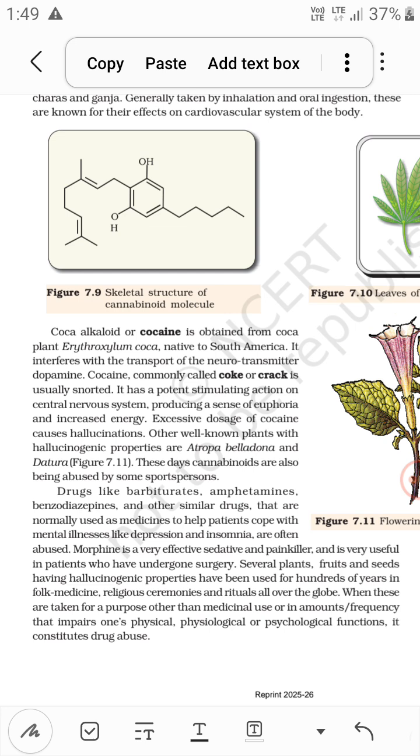Excessive dosage of cocaine, coke or crack causes hallucination. Other well-known plants with hallucinogenic properties are Atropa belladonna and datura.